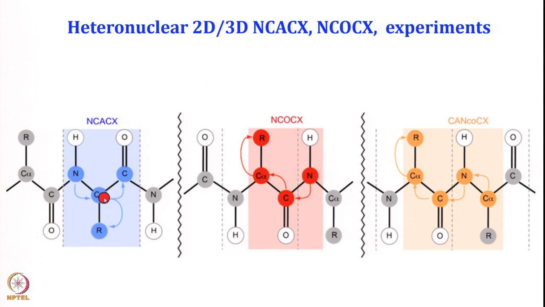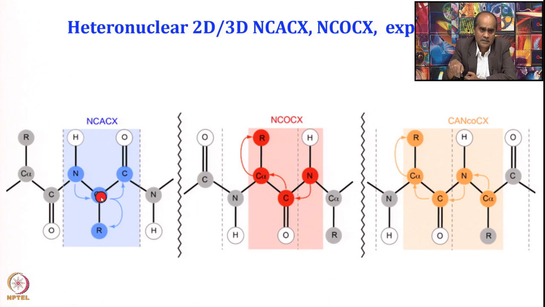So now my magnetization does not stay at CA, it can go all the way to C beta, C gamma, C delta. So that will be called NCACX, CX means C beta, C gamma, C delta and all those. NCOCX is analogous to, this is like HNCACB, this is like HNCOCACB.